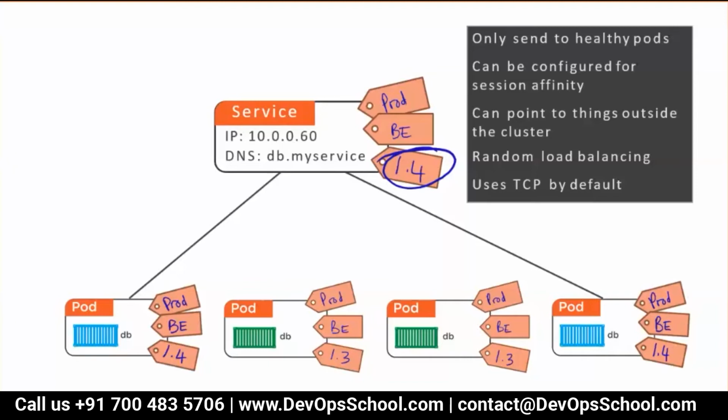Now guys, service can be configured for session affinity as well. Yes, service can be configured for session affinity and can point to things outside the cluster. Yes, the service can point to things outside of a cluster also. And the service that you have is a random load balancing. It's a random load balancing. And service uses TCP by default. So guys, this is the service.